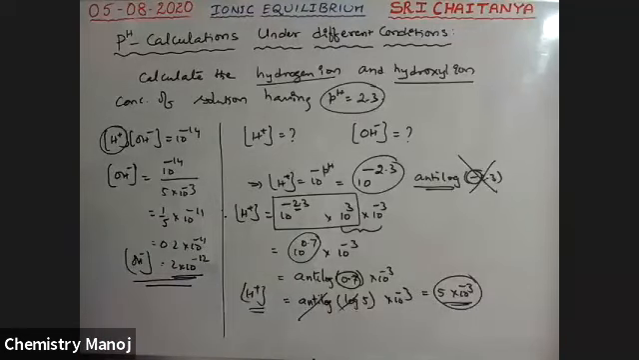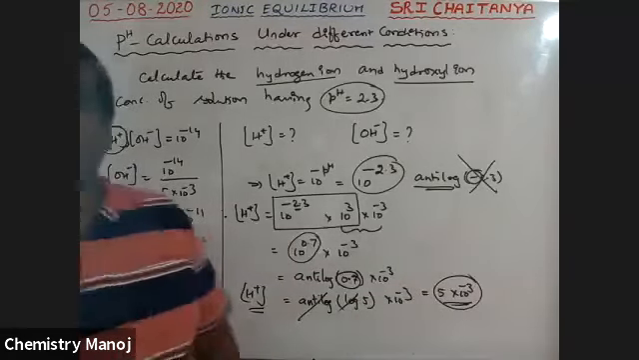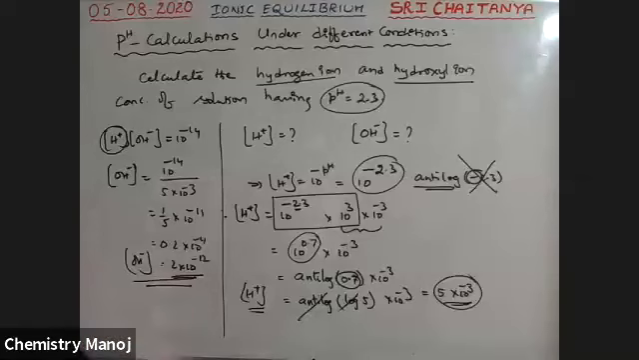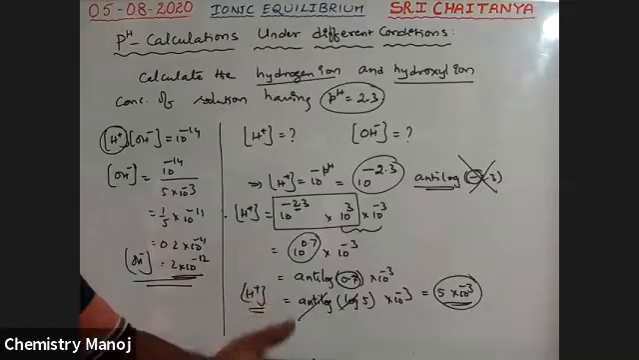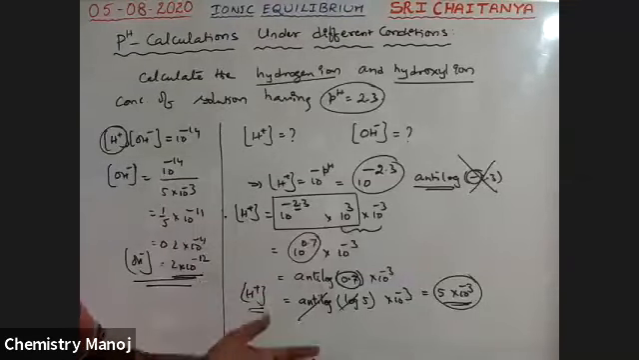This is the way to calculate H plus ion concentration and OH minus ion concentration if pH values are given to you. If H plus is given to you, we already calculated one problem. If pH is given to you, this is the way to calculate the problem. Okay?